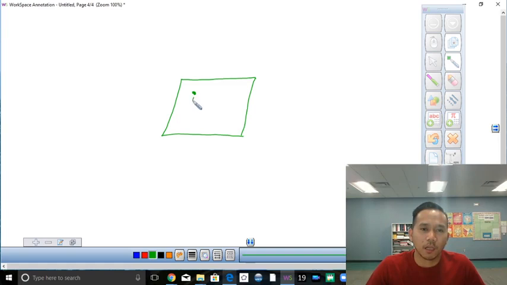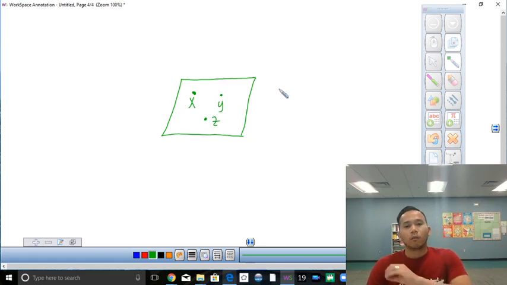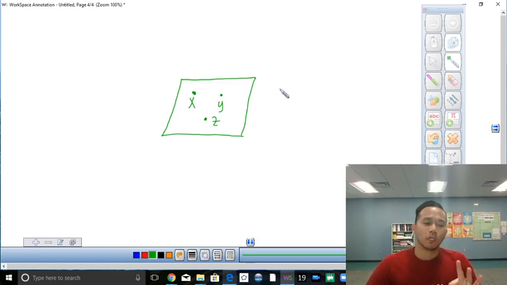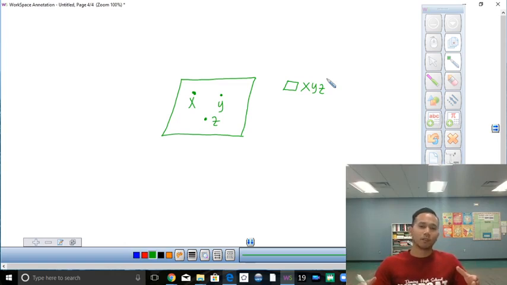So let us say this is X, this is Y, and this is Z. So we need three points, right? To name the plane, you just use the 3 points there. So in naming this, we call this plane XYZ. It doesn't matter the positioning of your letters there. So that is your plane.